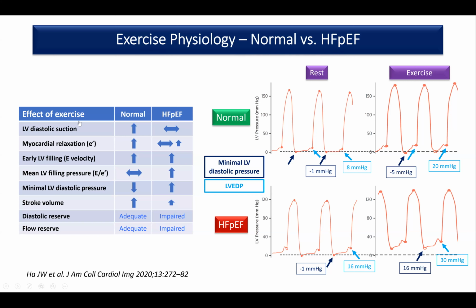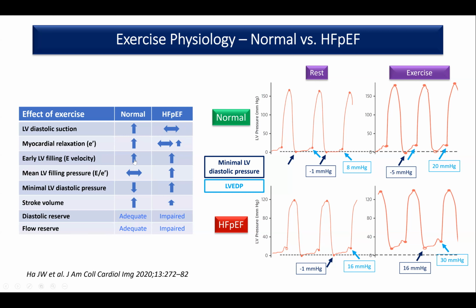Effect of exercise on LV diastolic suction, which is part of the relaxation. In a normal patient with exercise, it improves. So the LV will suction much better during exercise than normally. In a patient with HFpEF, the suction does not improve with exercise. The myocardial relaxation will improve with exercise in normal patients. However, it stays the same or increases just a little bit in a patient with HFpEF. So the E prime in a patient with HFpEF would stay the same with exercise or go up a bit.